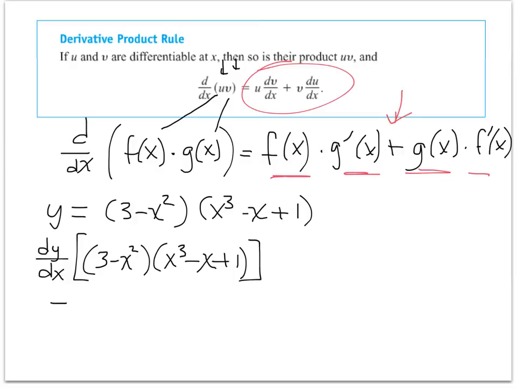Let's use our formula that says leave the first one alone. So that becomes 3 minus x squared. Take the derivative of the second one, which is what? 3x squared minus 1. Very good.